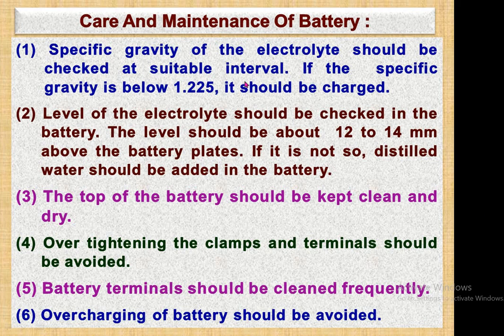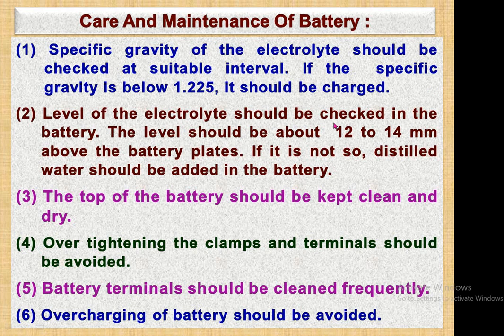Now we are generally using batteries in the system, so how can we take care of and maintain the battery? The specific gravity of the electrolyte should be checked at suitable intervals. If the specific gravity is below 1.225, then it should be charged. Means if the fluid or chemicals inside the battery have a specific gravity less than 1.225, then it may be taken for charging.